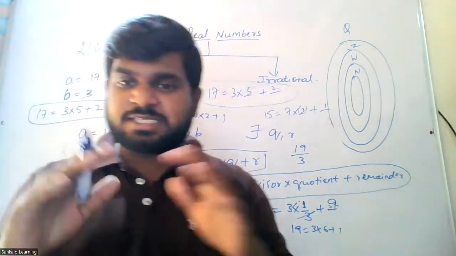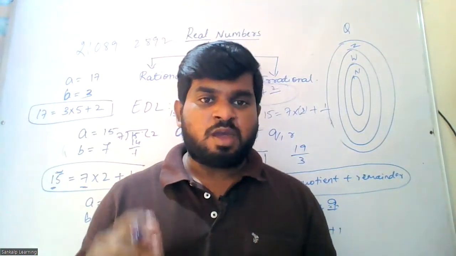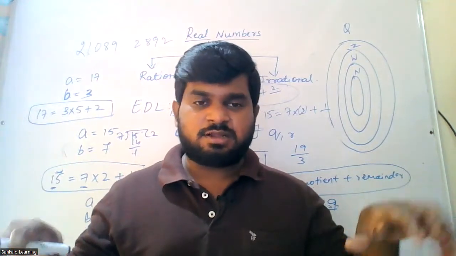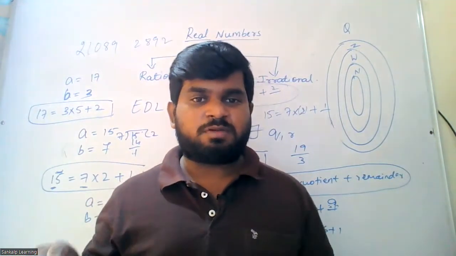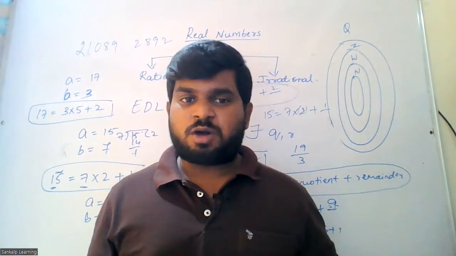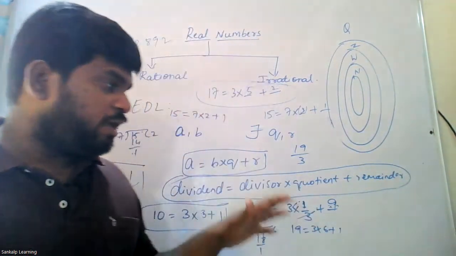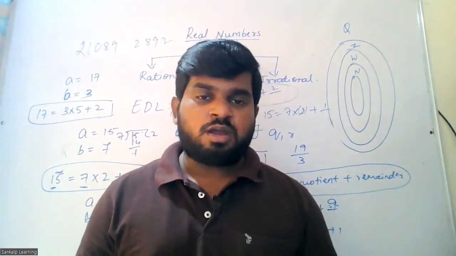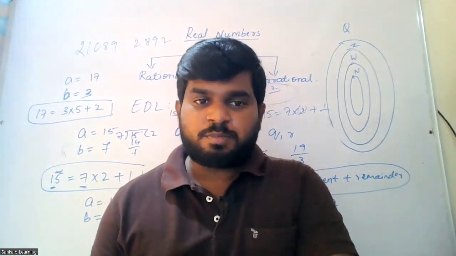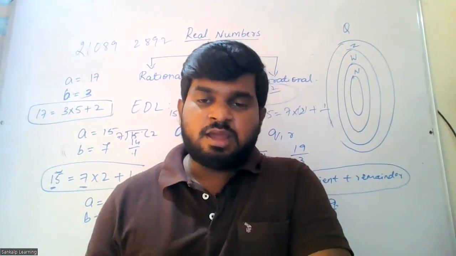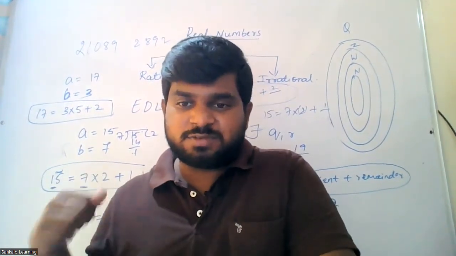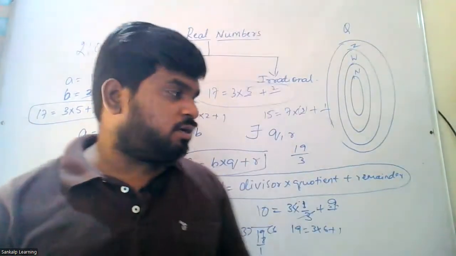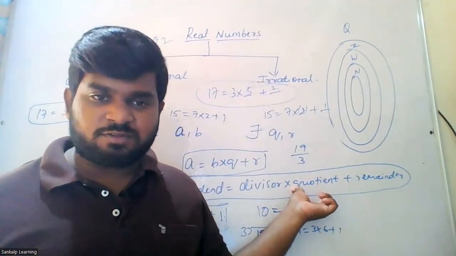This is just an introduction to real numbers. What are real numbers? You have got two things in real numbers, rational and irrational. Then what is factor, highest common factor? What is multiple, least common multiple? And I've also given you Euclid's division lemma. In the next video, we will start solving the problems. What we learned now is dividend is equal to divisor into quotient plus remainder. This is known as Euclid's division lemma.